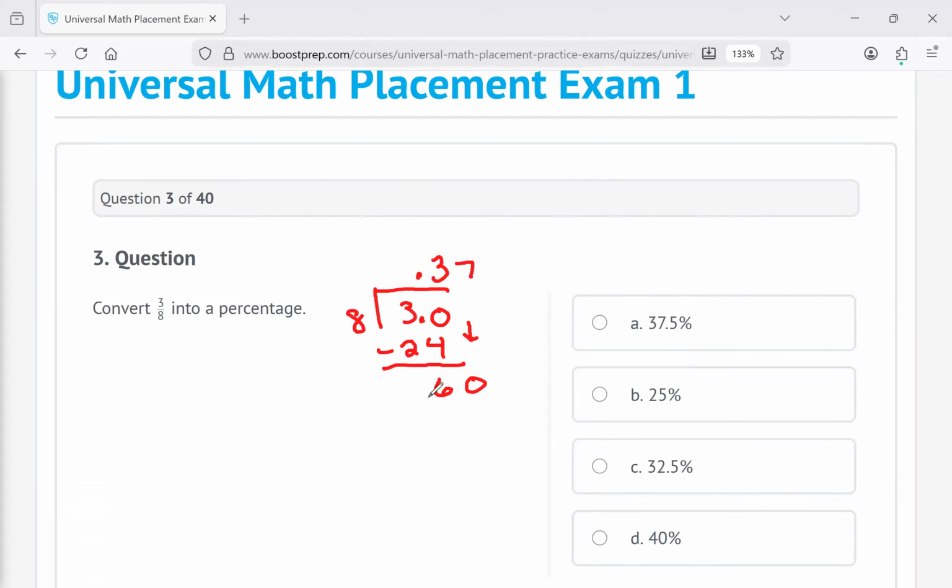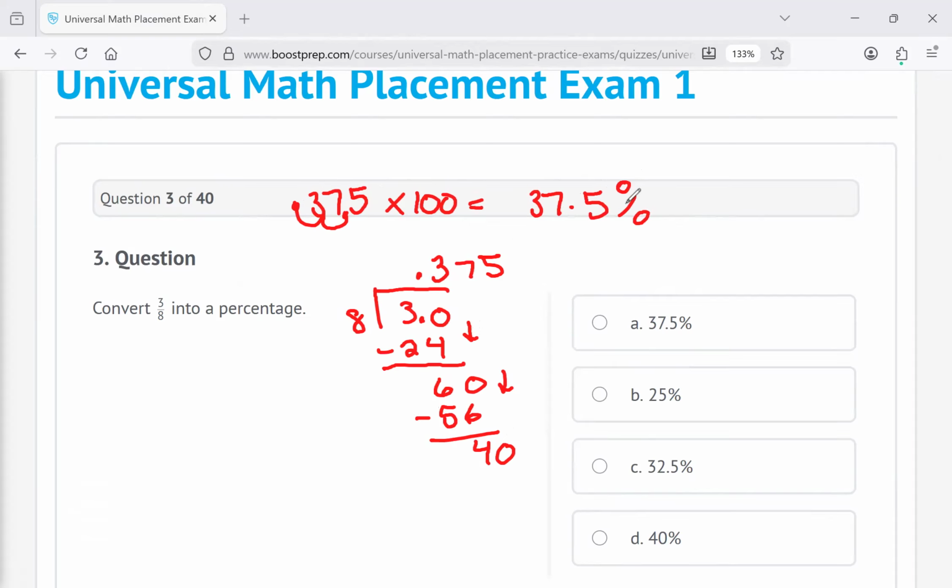8 times 7 is 56. And then what's 60 minus 56? 4, and then bring down the extra 0. It stops here, 8 times 5 is 40. But they want it as a percentage. So we have 0.375. How do I convert this to a percentage? Just multiply by 100 or move it 2 places to the right. So you get 37.5%. That's it.